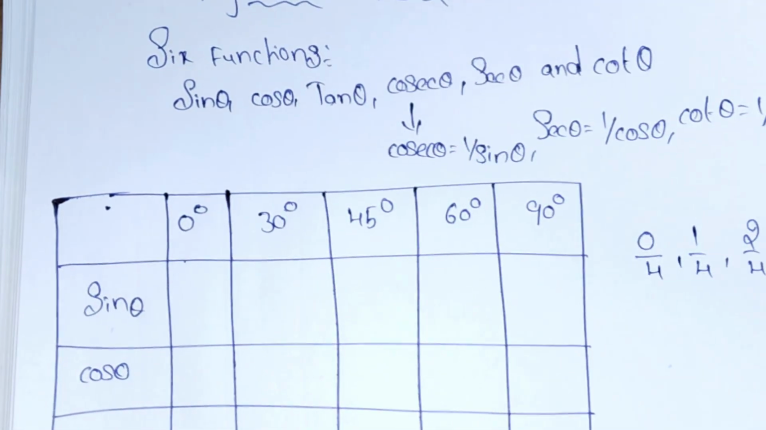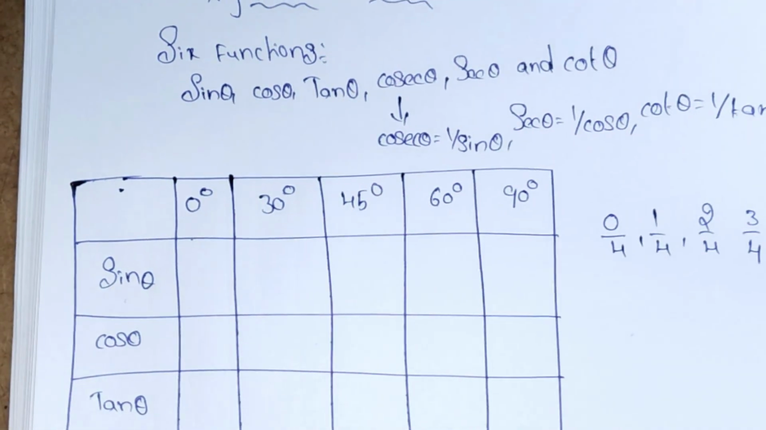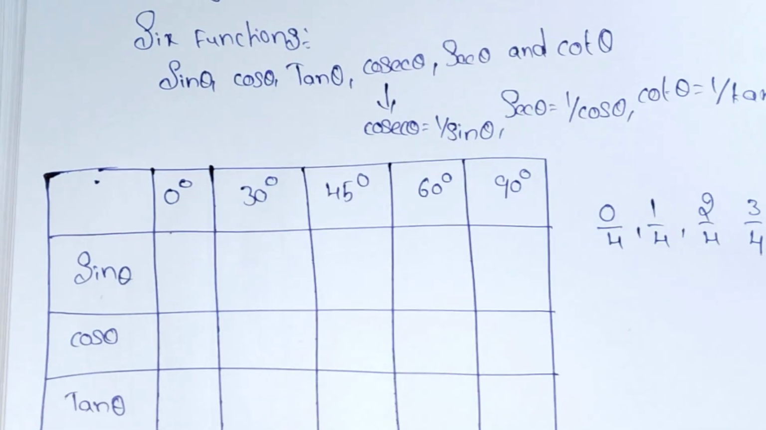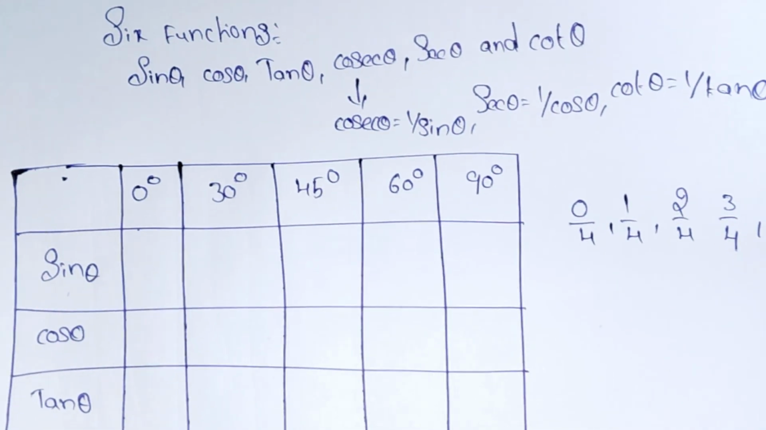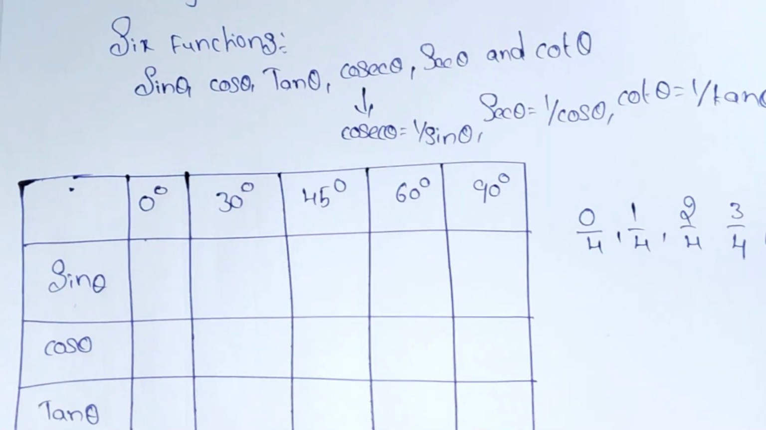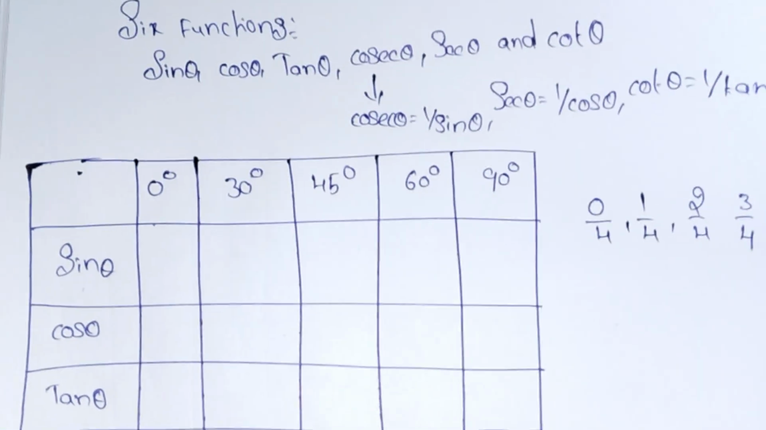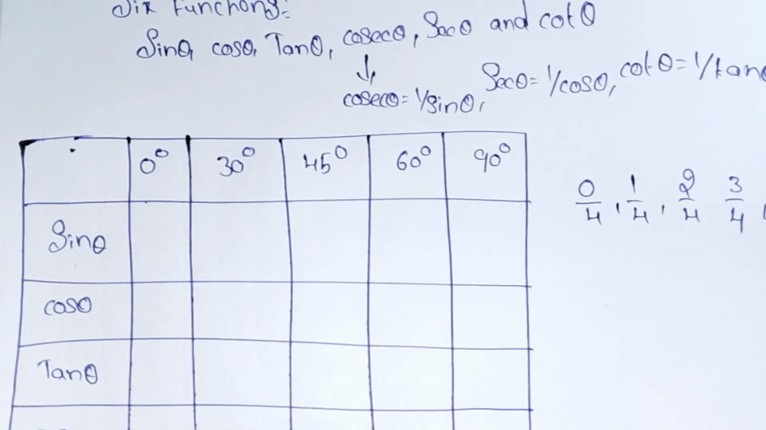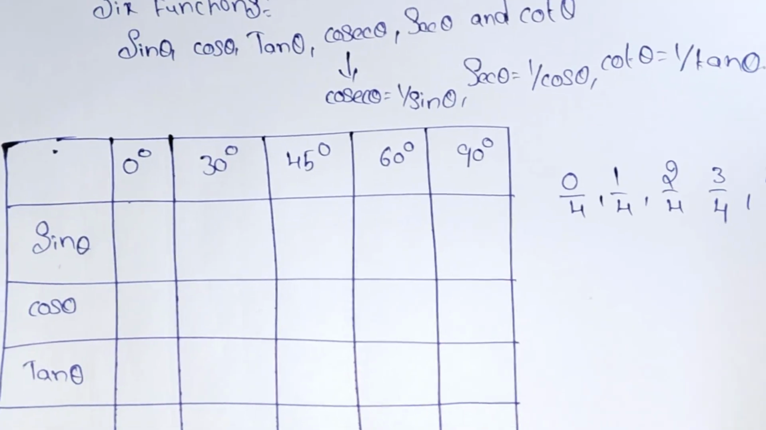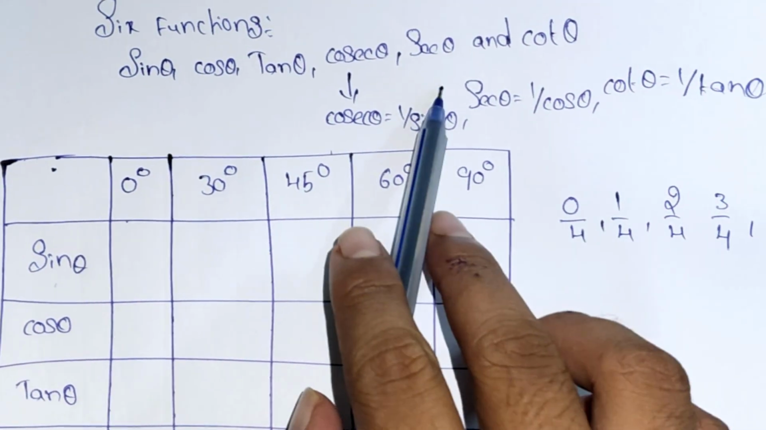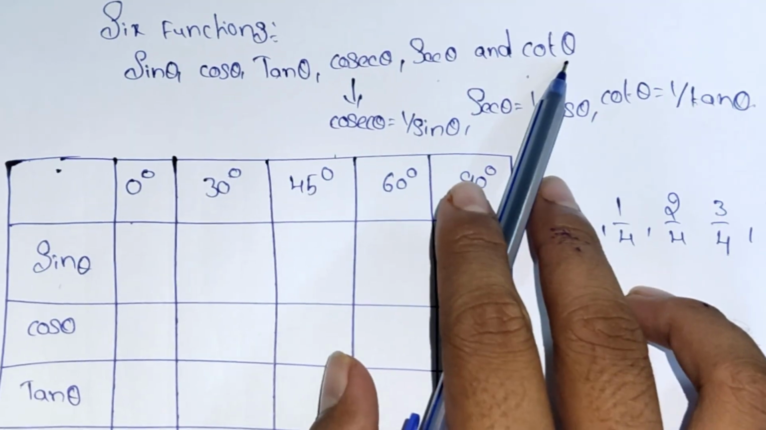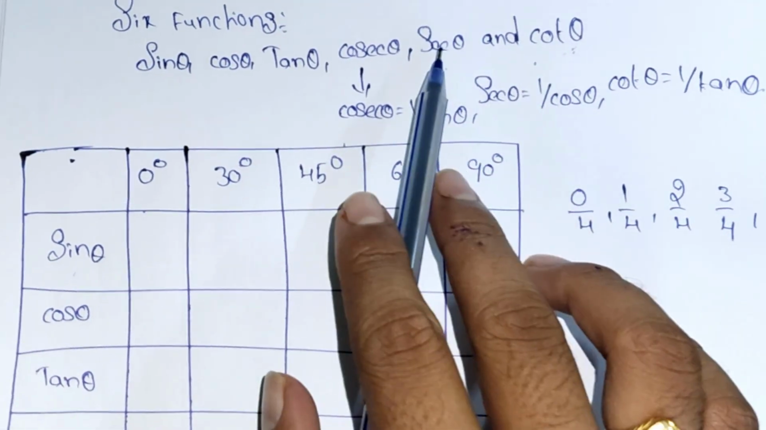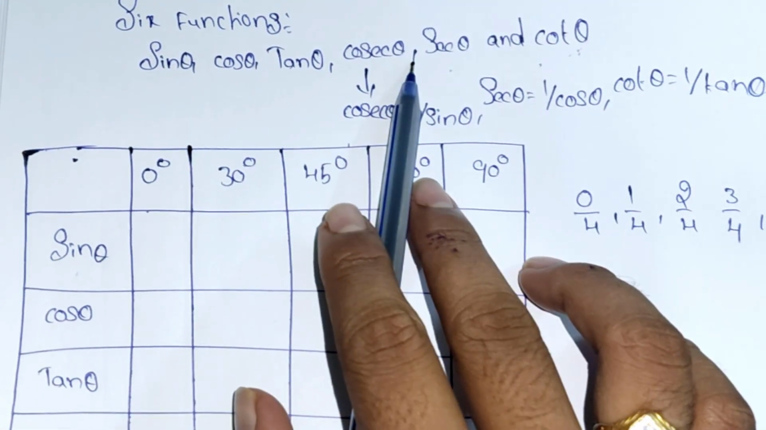Hello friends, today we are going to discuss the trigonometric functions. Mainly, we have six types of trigonometric functions in mathematics. They are sin theta, cos theta, tan theta, cosecant theta, secant theta, and the last one is cot theta.